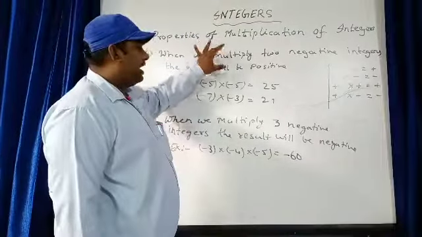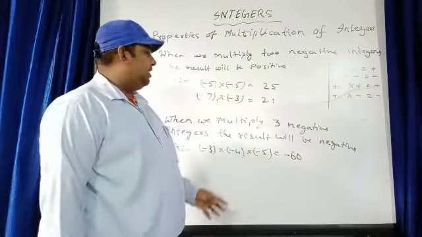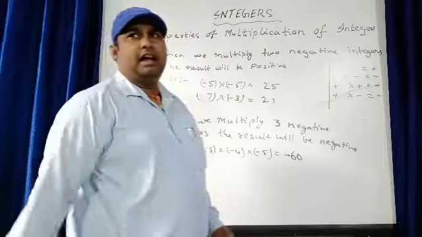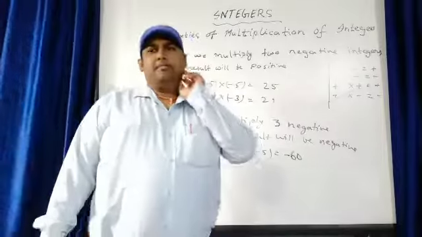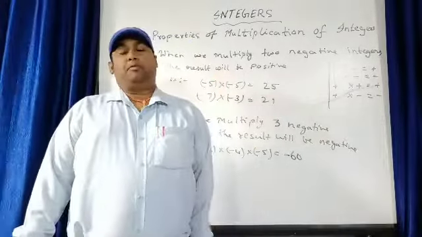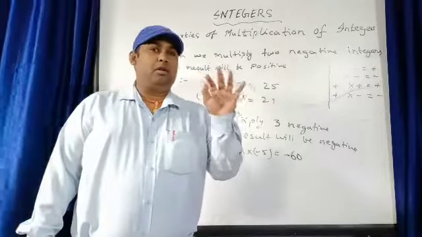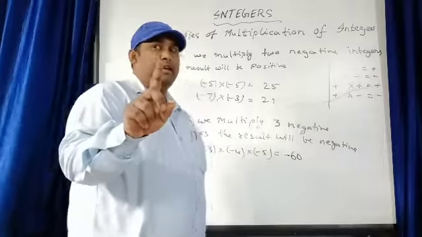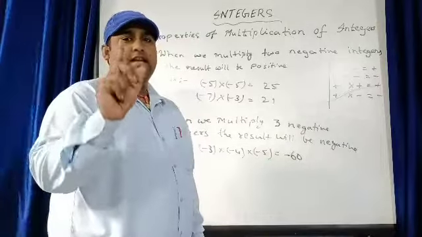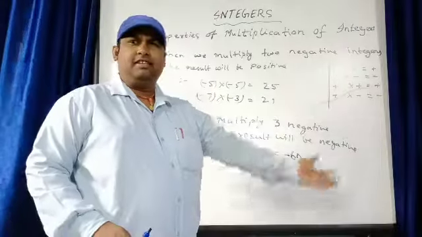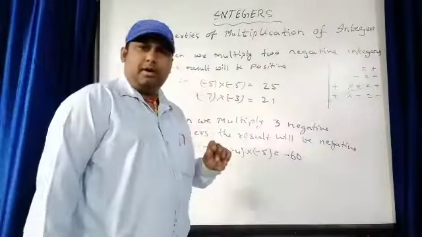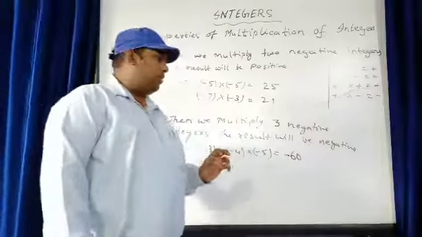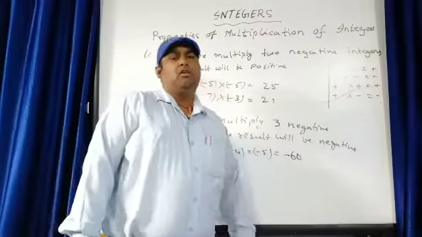Now we have multiplied two negative integers, we have multiplied three negative integers, and we have got our results. From here we have learned that when we multiply an even number of integers, the result will be positive. When we multiply an odd number of integers, the result will be negative. Again I am reminding you, even number means 2, 4, 6, 8 integers. Here we multiplied two numbers, so we got a positive result. Here we multiplied three, an odd number, so we got a negative result.